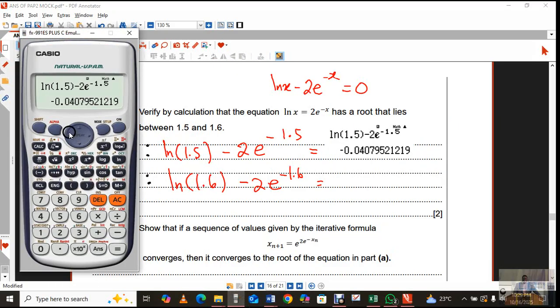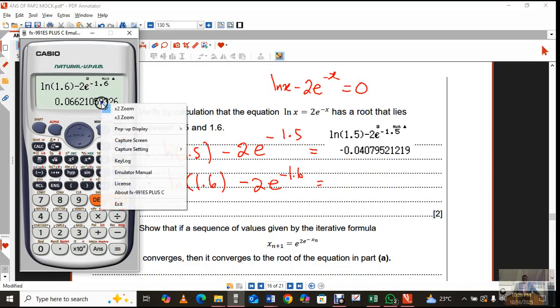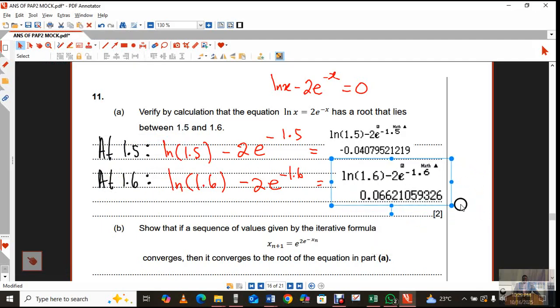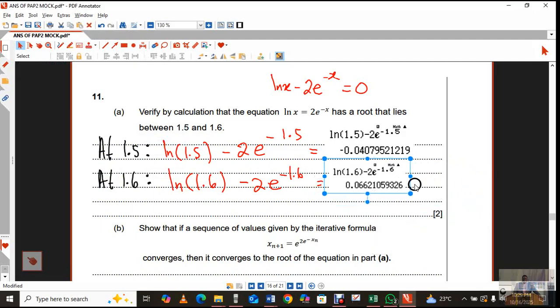So I'm going to go back and put 1.6 so I can see what I get. That was a negative, and this answer should be positive. And if this answer is positive, which indeed it is, then there is a change of sign, so therefore that root lies between those values, as you can see. So you write those values down, and then you write "change in sign." The change in sign will indicate that the root lies between those points.